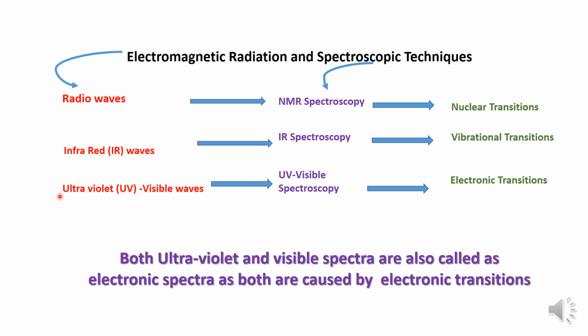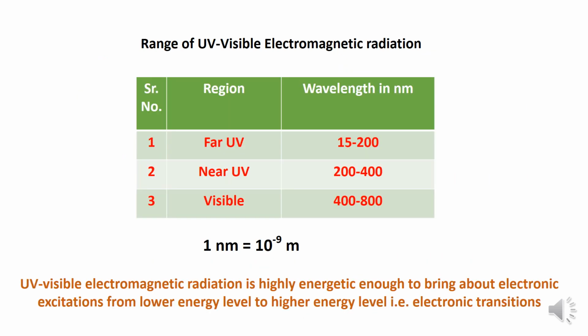But UV visible waves are related to UV visible spectroscopy. We are using this part for UV visible spectroscopy. By absorbing UV visible light, electronic transitions take place, meaning electrons can be excited from the ground energy level to a higher energy level. Both ultraviolet and visible spectra are also called electronic spectra, as both are caused by electronic transitions. Now, UV visible electromagnetic radiation is one part of the broad electromagnetic range. Further, we can divide this UV visible electromagnetic radiation into three parts.